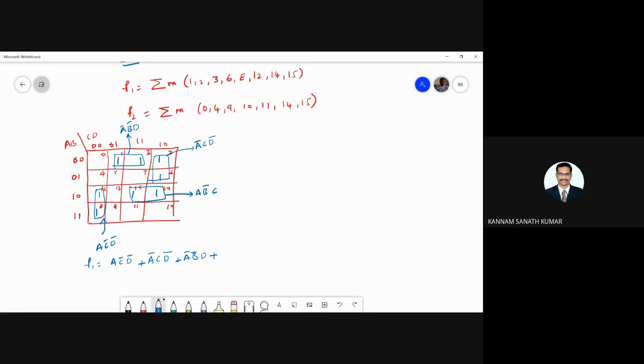So here this is 10 and 11. So this is nothing but AB. Okay, so this is nothing but AB. So AB. So this is ABC.